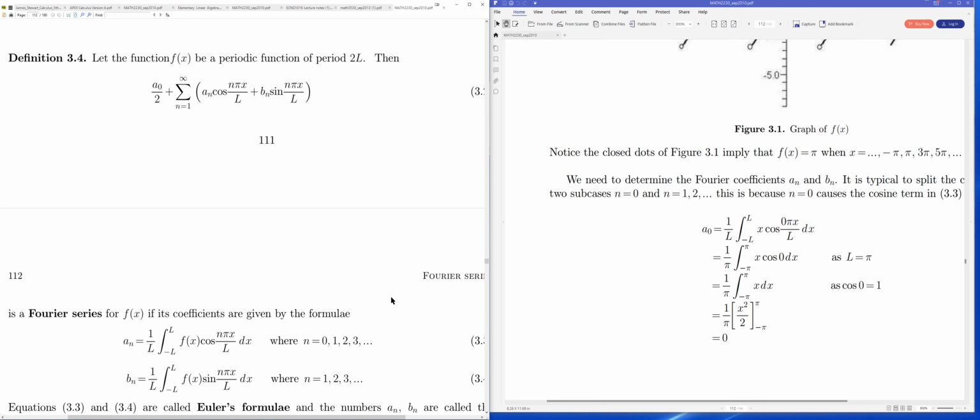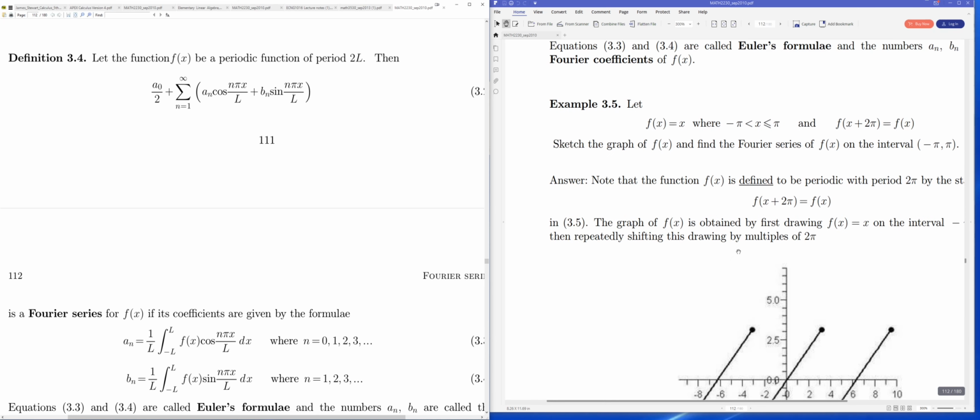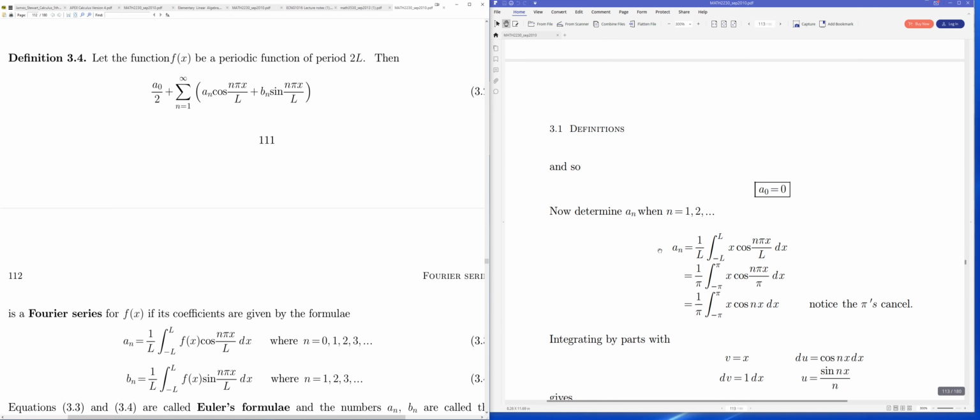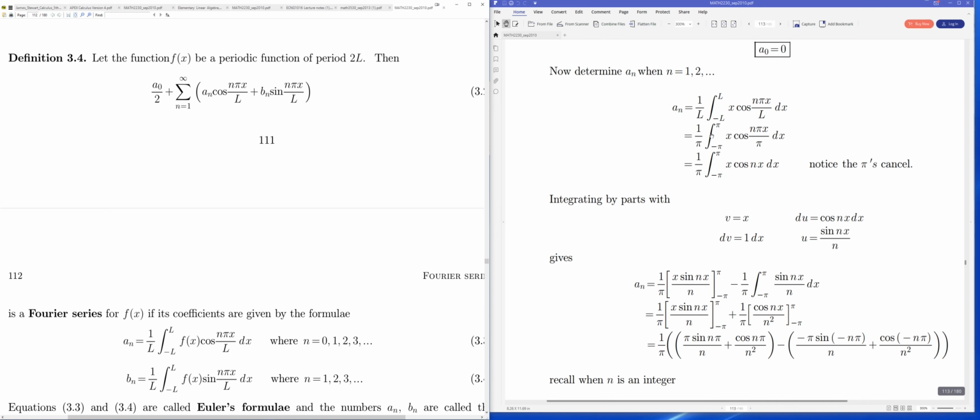Okay, so we get one value for my Fourier series. We know that a0 is going to be equal to 0. Okay, and now let's start working on the an when n is equal to 1, 2, 3, and so on. So again we're going to be using this formula, and again we're going to be using the fact that L is equal to pi, and that f of x is equal to x in this case. So let's work on getting the an, when n is equal to 1, 2 onward.